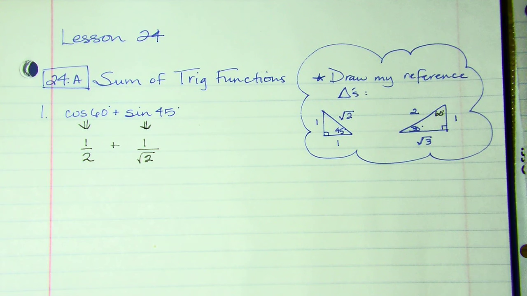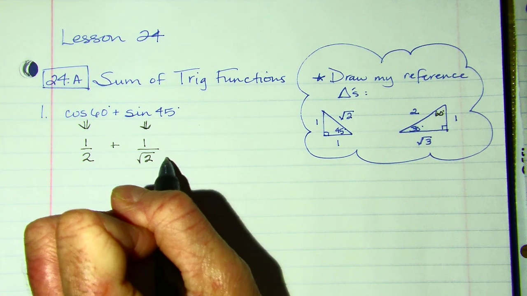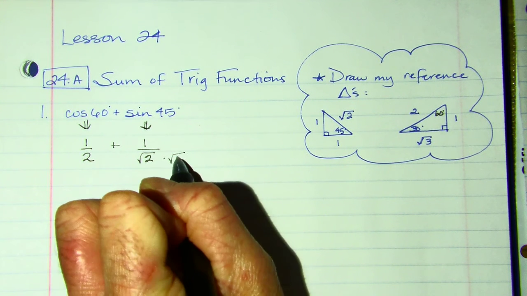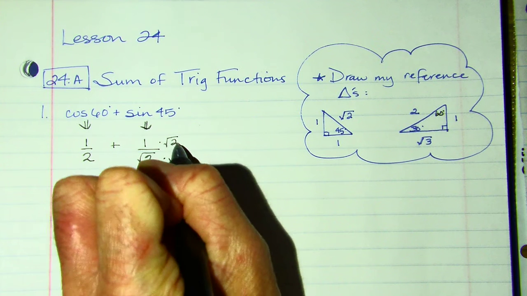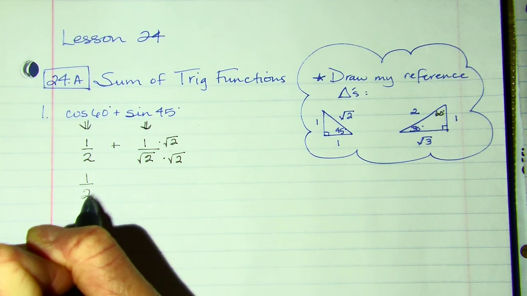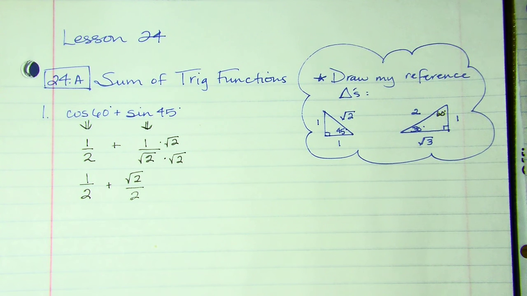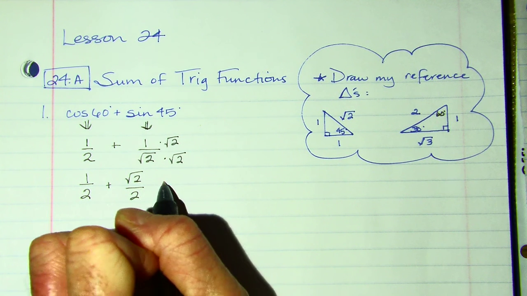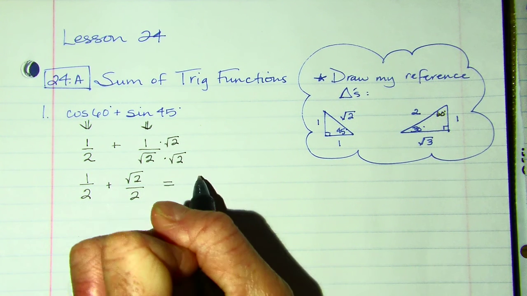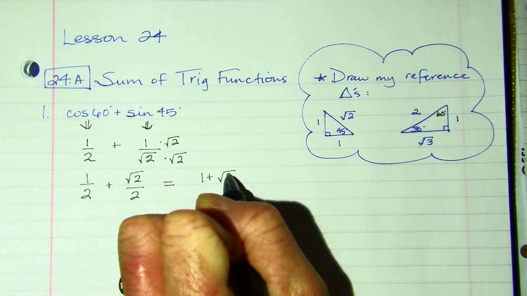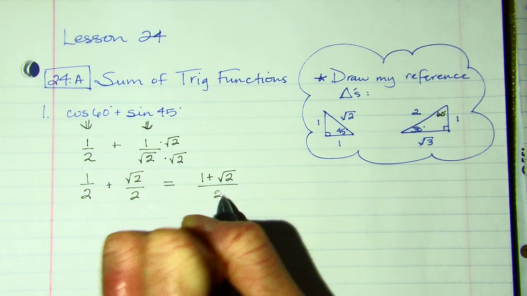Now the first thing I would need to do here is rationalize the second fraction. I can't leave root 2 at the bottom. So this gives me 1/2 plus root 2 over 2. And now notice they already have a common denominator. I don't have to create one. I cannot combine the numerators, so I'm just going to write 1 plus the root of 2 over 2.